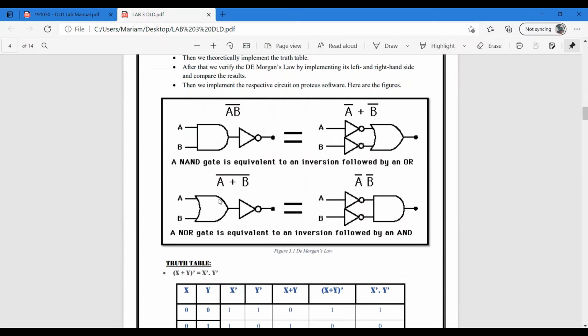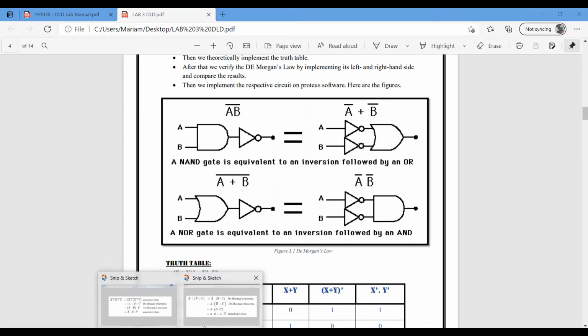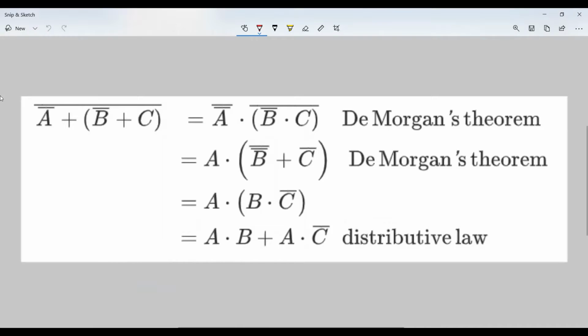So in short, we can say that first is the NAND gate here, and it is the NOR gate, and equivalent to it, it is the inversion of OR and it is the inversion of AND gate. So basically, by seeing that, we can say that product converts into the sum and sum converts into the product. So this follows in the SOP and POS methods too.